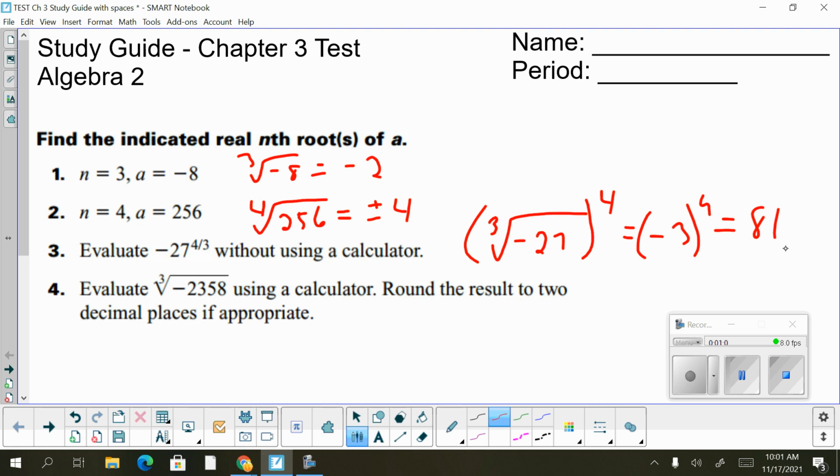Finally, we get to use our calculator, so you just use that math 4 button and then round to 2 decimal places, so -13.31.